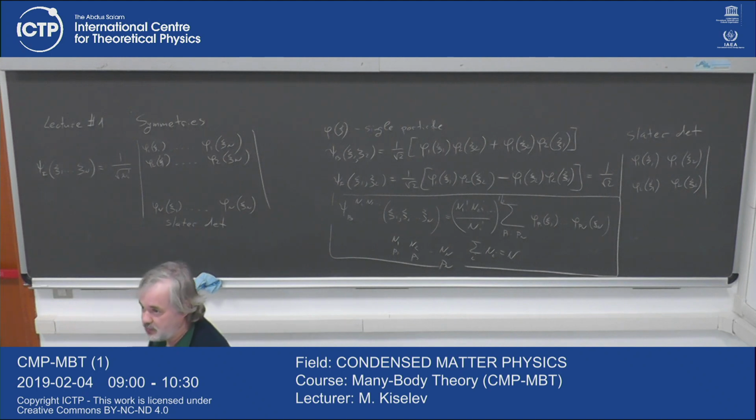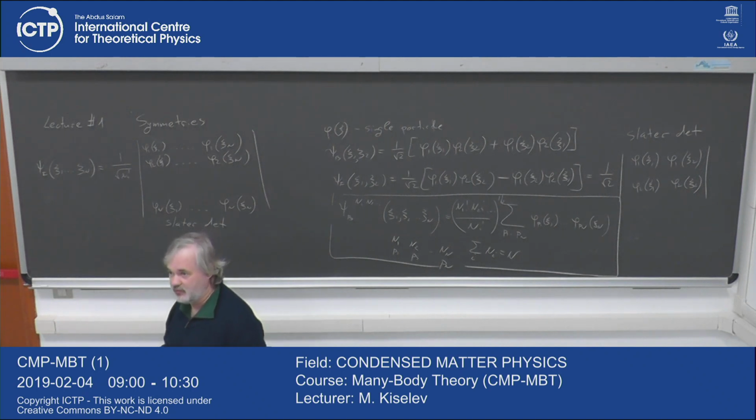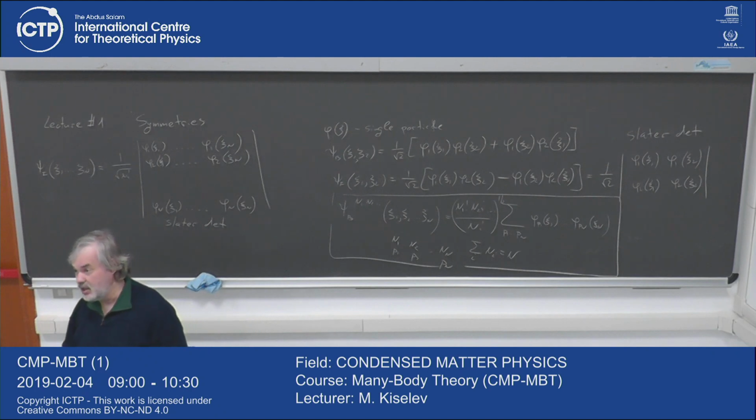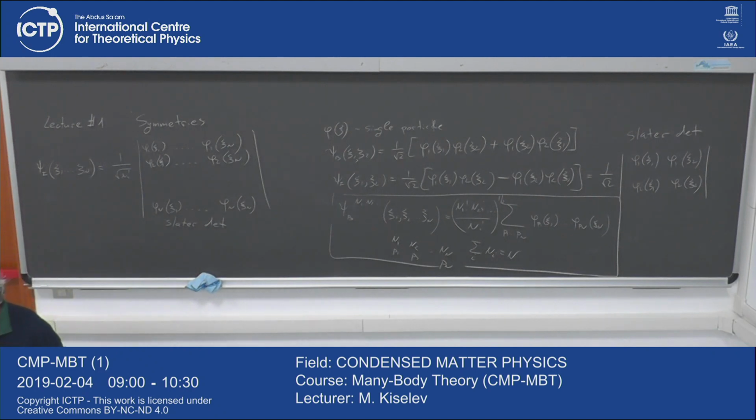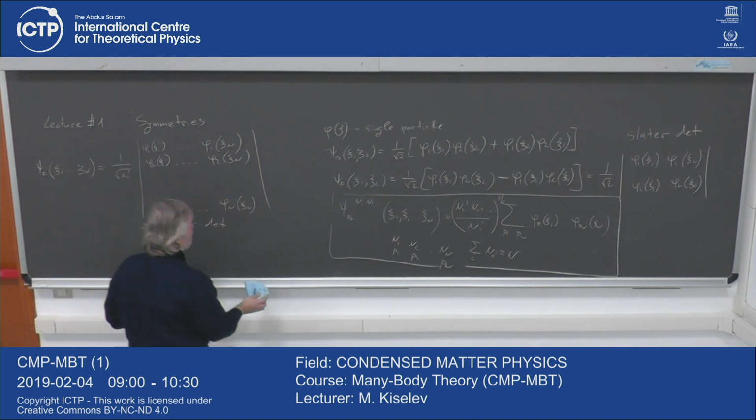Of course, another property is that if two rows or two columns of the determinant are the same, then such a determinant is equal to 0, and this is what I spelled out as the Pauli principle. So in a system of fermions, at least one quantum number characterizing two fermions should be different in order to have a non-zero wave function. Okay? Any questions? I presume that you know all this very, very well.